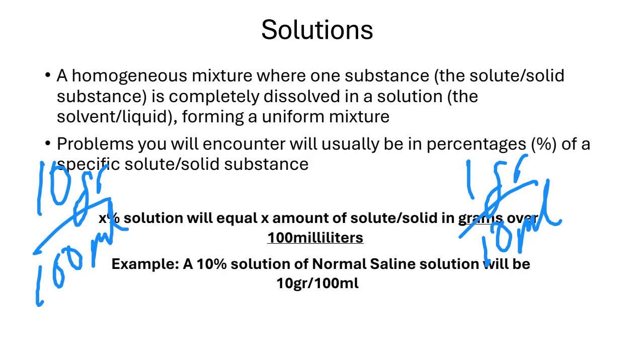You can bump into problems where you have to find out how many grams you have to use to make, I don't know, a 5% solution, but you have to make a 500 mL solution. So as long as you remember that X percent solution always equals X grams in 100 milliliters, you will be fine. It doesn't get more complicated than that, but you have to learn this rule.